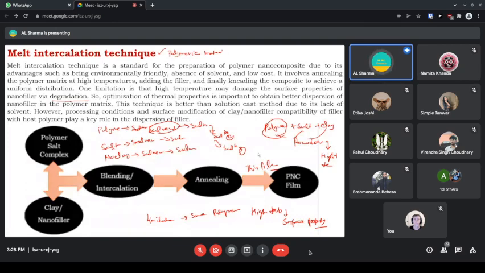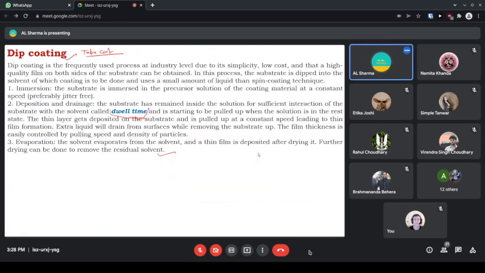Is there anyone who wants to ask something about melt intercalation, or the screen printing, or the third one we discussed, that is the dip coating? So out of these three techniques, does anyone have any query?